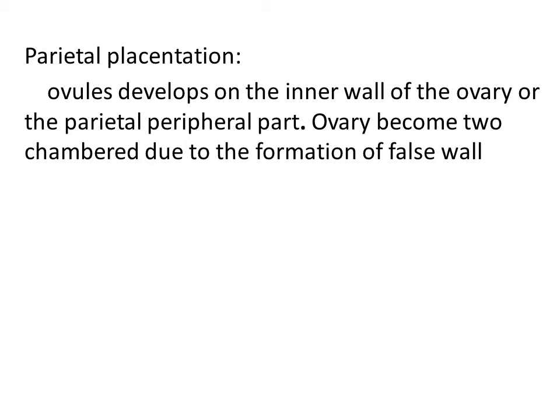So a two chambered ovary can be seen in parietal placentation because the chamber is formed by the false wall formation. So who forms the false wall here? That is the placenta, right? Because it is located towards the peripheral region, it forms the false wall in the ovary. This creates the two chambers in the ovary. So the ovules develop on the inner wall of the ovary. What is the inner wall here? That is the placenta, right? All the ovules are borne on the inner wall of the ovary, or the peripheral part. That part is also called the peripheral part.